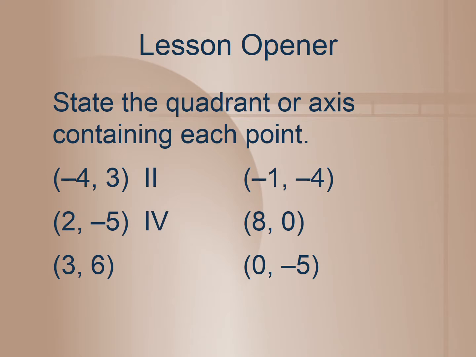So 2, -5 is going to be over 2 and down 5, which would be in quadrant 4. 3, 6 is going to be over 3, up 6, which would be in quadrant 1. -1, -4 would be to the left 1 and then down 4, which is quadrant 3. And then 8, 0 would be over 8, but neither up nor down, so that would be on the x-axis. And then 0, -5 would be neither left nor right, but you are going to go down 5. So that's going to be on the y-axis.